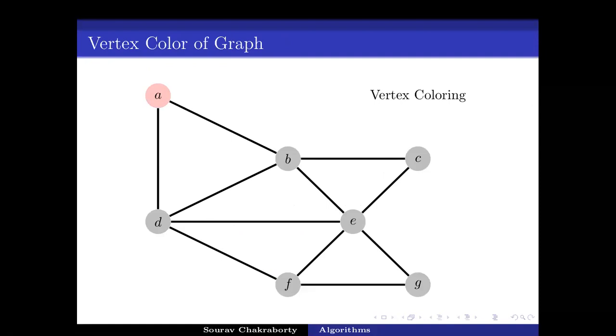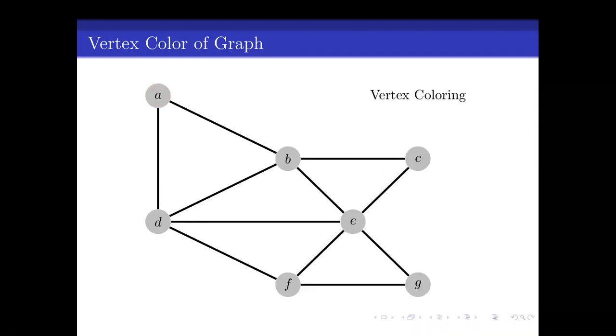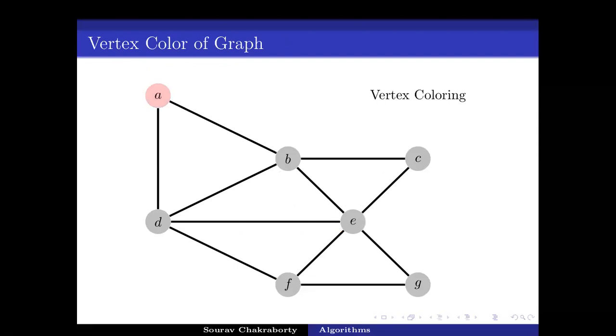Can you see the screen? Yes, sir. So suppose we color this vertex A, and since we have used this color, we cannot use the same color on vertices B and E. The constraint is that we do not color vertices using the same color if they are adjacent. Obviously we cannot use the same color on B, but note that C has no adjacency to A, so we can use the same color. The idea is to minimize the set of colors used.